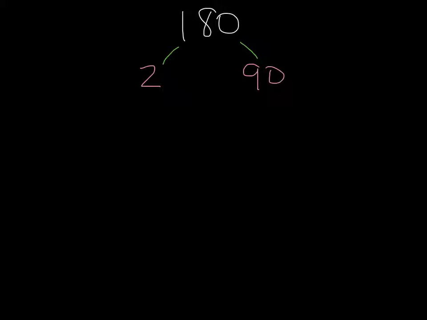Now let's take a look at those two numbers, the two factors of 180. 2 is a prime number, which means we can circle it and stop with that branch. 90 is an even number, which means it's not a prime number because it's divisible by 2. So we can start 2 more branches off of 90. So we know 90 is an even number, which means it's divisible by 2 again. 90 divided by 2 is 45.